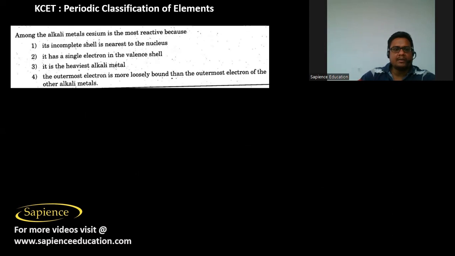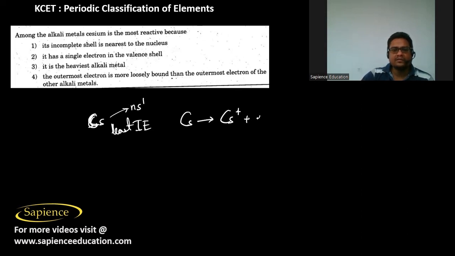Then here it is told that among the alkali metals, cesium is the most reactive because. So the reason is that cesium has the least ionization energy. It means that the last electron in cesium is in ns1. So it has the least ionization energy. So the outermost electron is more loosely bound than the outermost electron of the other alkali metals. So cesium can more easily go to Cs plus ion and give one electron.